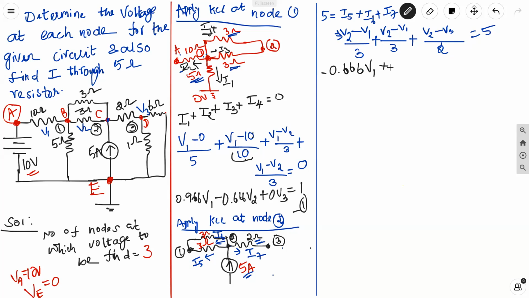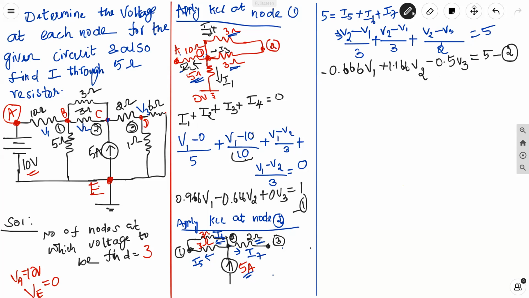That is 0.666 plus 0.5, so you'll get 1.166. I'm doing simplification straight away, just a mathematical simplification only. Use a calculator, otherwise you simply find 1 by 3 plus 1 by 3 plus 1 by 2, you'll get 1.166 V2. Then V3 has only one term, minus 1 by 2, 0.5, so minus 0.5 V3, which is equal to the constant term 5. This is equation number 2.